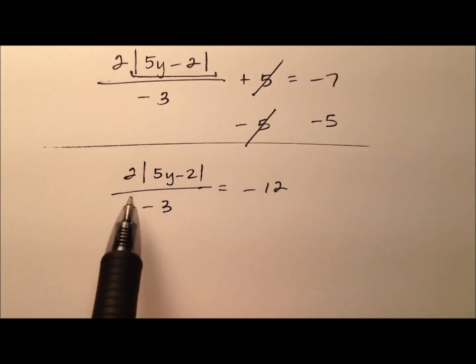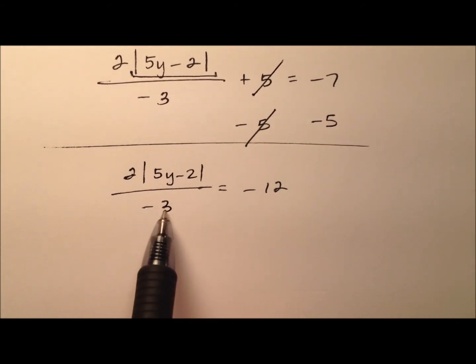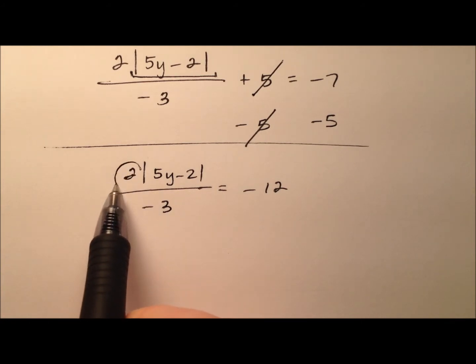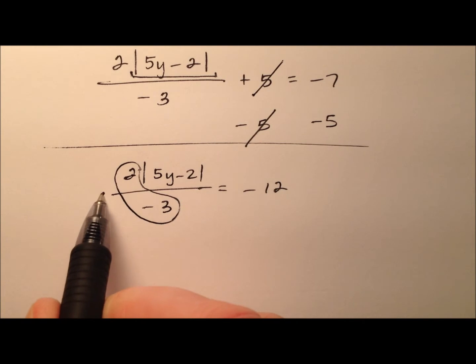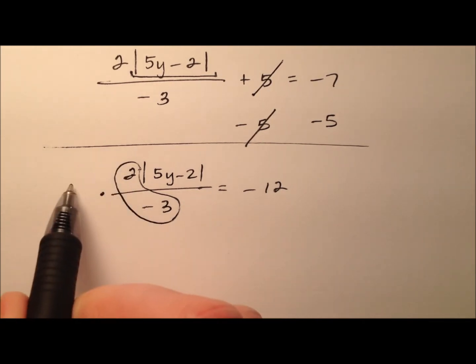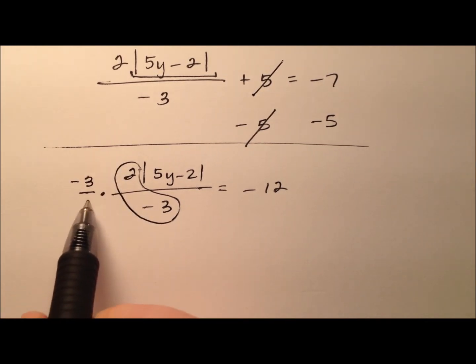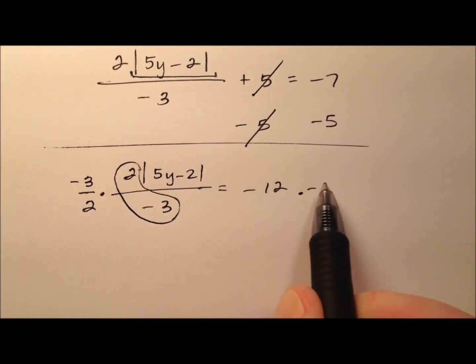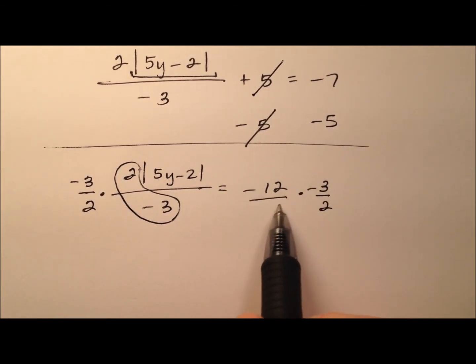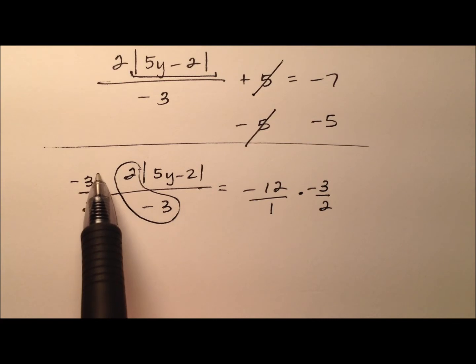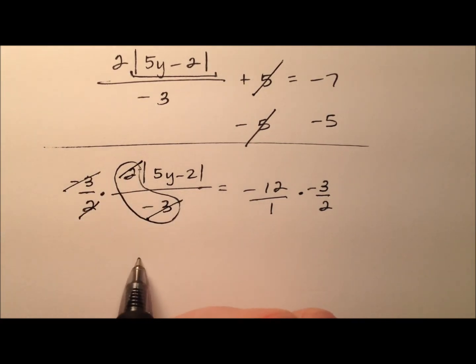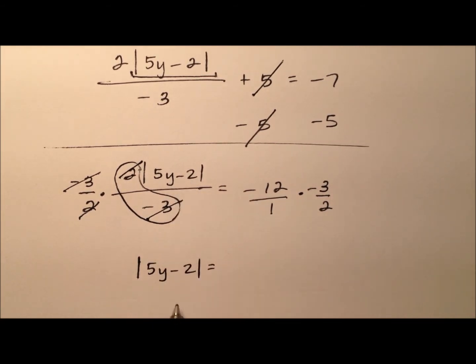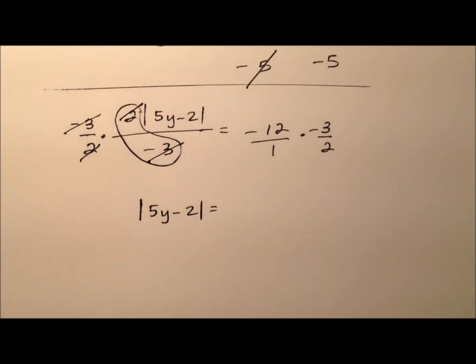12. So I have this 2 out front and this negative 3 on bottom, so I could say that this is being multiplied by a negative 2/3. So the reciprocal of that will be multiplying both sides by negative 3/2. I'll put this negative 12 over 1. Here the negative 3's will cancel and the 2's will cancel, and I will be left with this absolute value expression all by itself on the left side, and that's what I like.